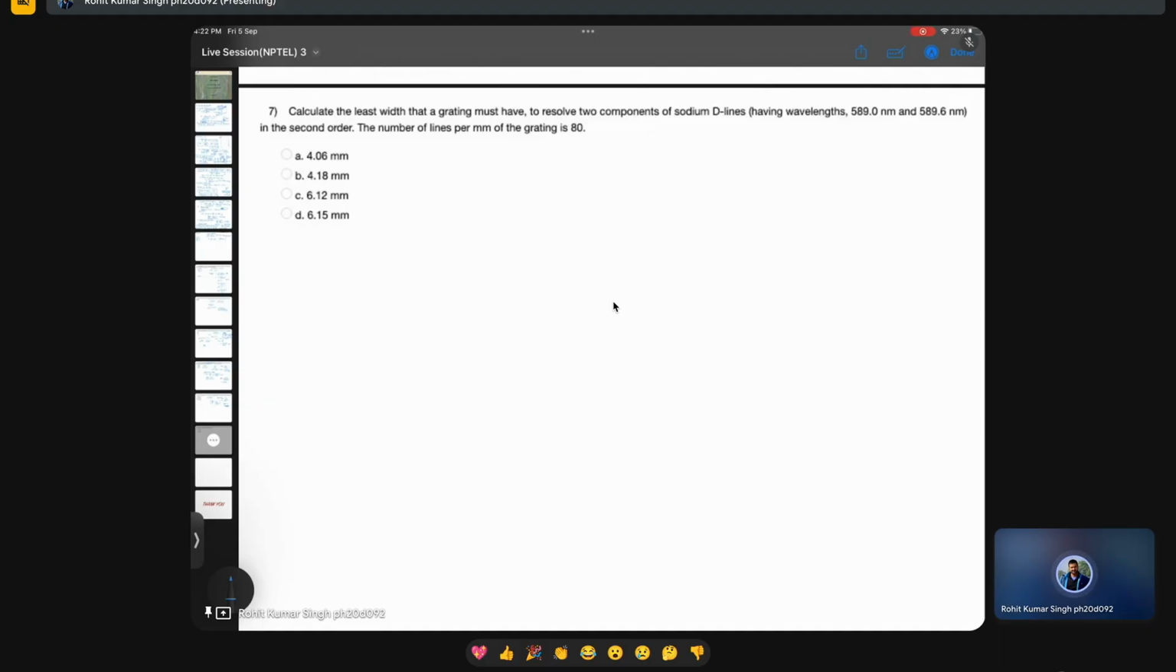This one is the last. So we have to calculate the least width that a grating must have to resolve two components of sodium D lines in the second order. The number of lines per mm is given as 80. So this one is again a problem on the resolving power of the grating. So what was the resolving power? Lambda by d lambda, which was equal to m times n, right?